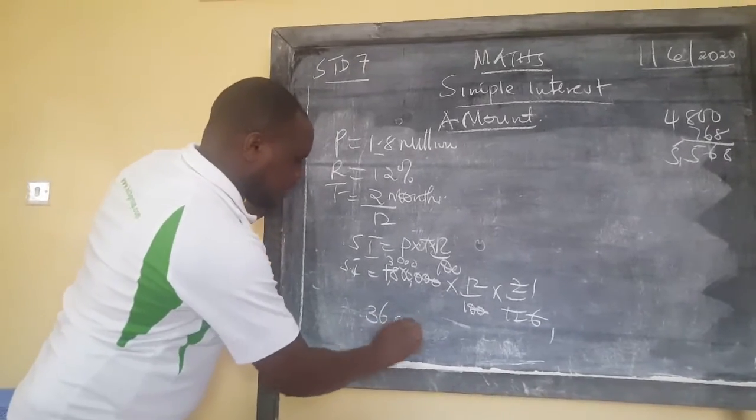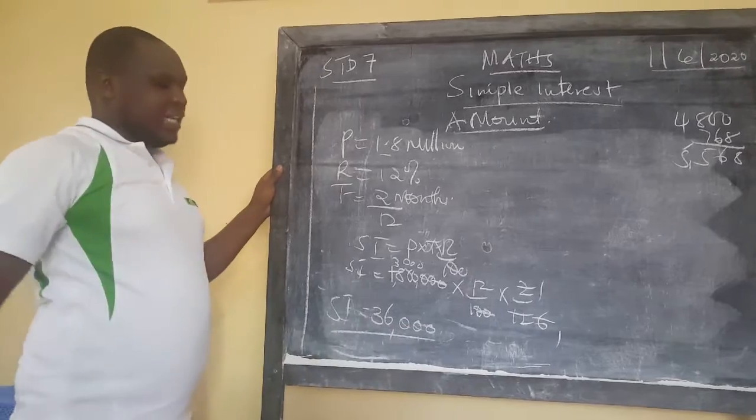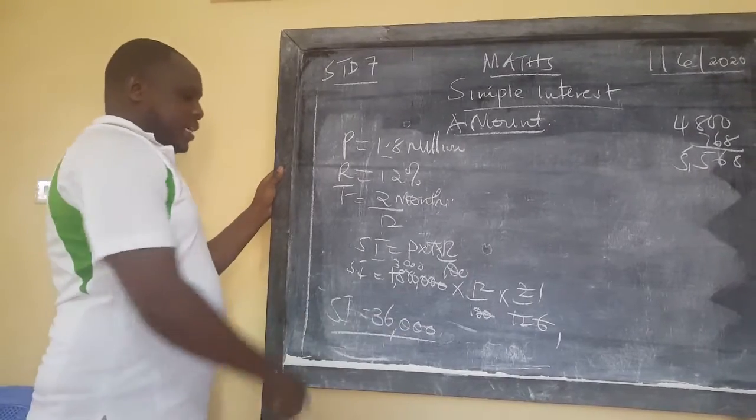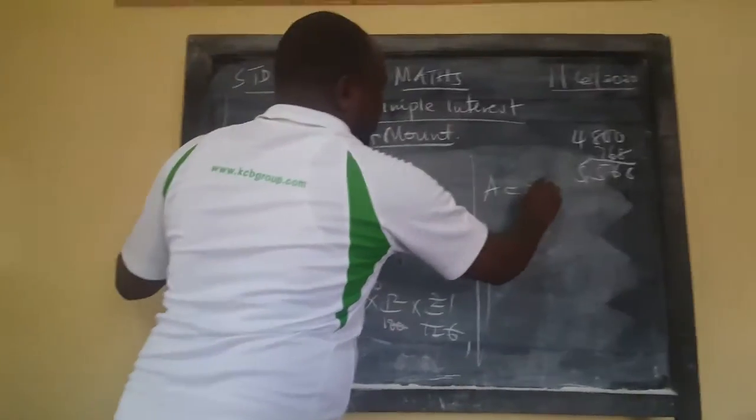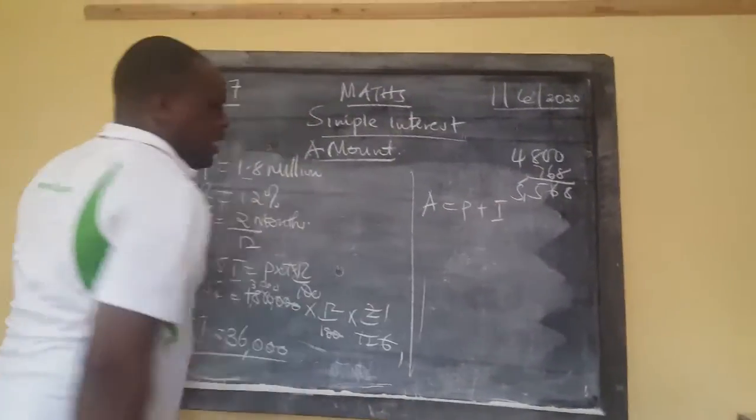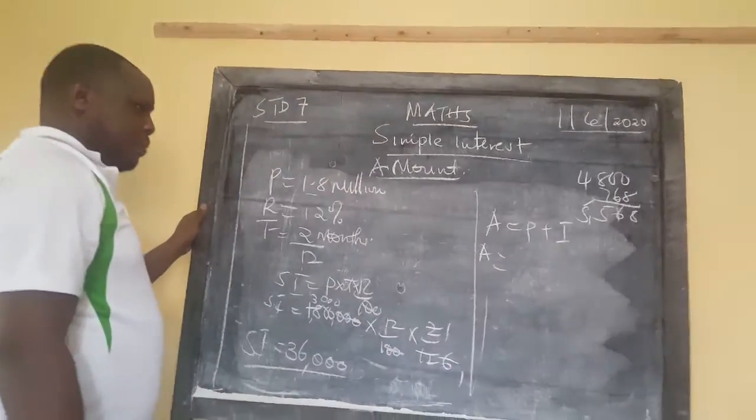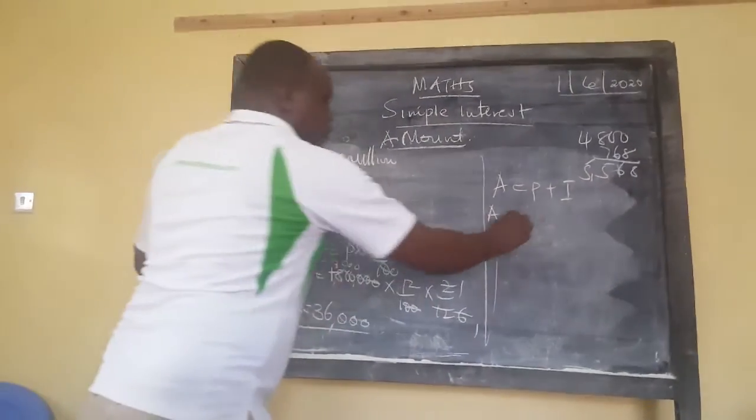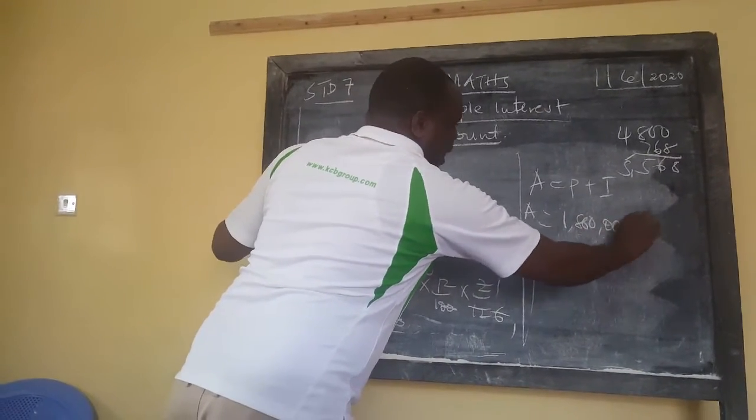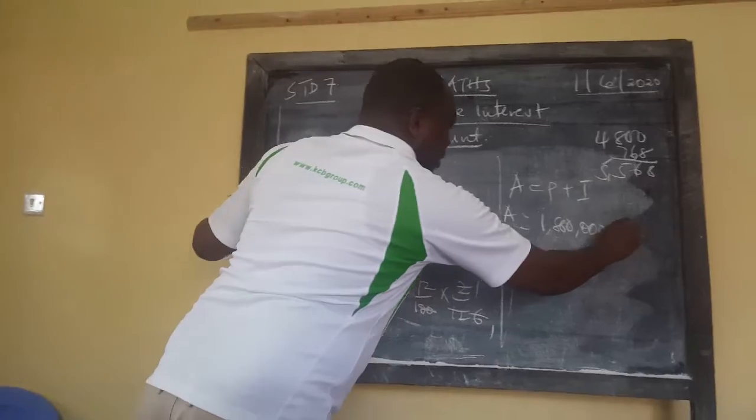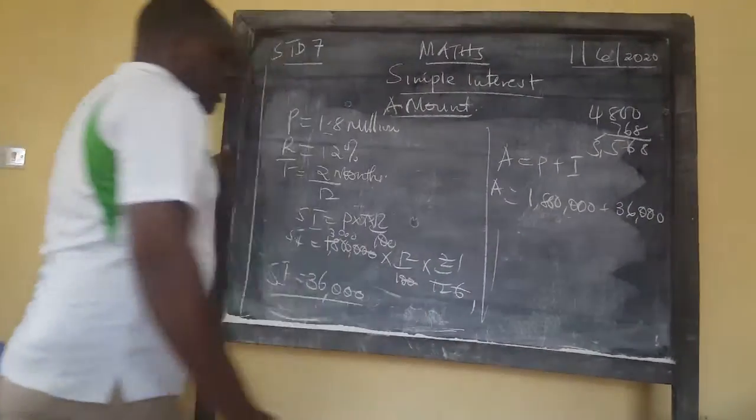So the simple interest earned in the 2 months is 6,000. That is simple interest. Now we want the amount. Amount is equal to principal plus the interest. That will give you 1,800,000 plus 36,000. Sorry, yes, that's 6,000.